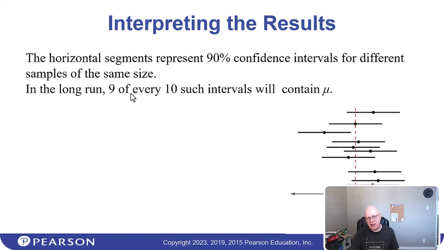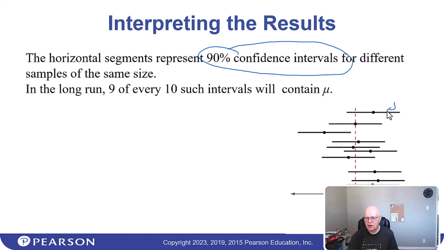Now this is a picture of what this really means. To have a 90% confidence interval means you're going to do it a whole bunch of times. Now each of these lines down here represents a confidence interval that goes from here to here, from here to here. You've done it a bunch of times.